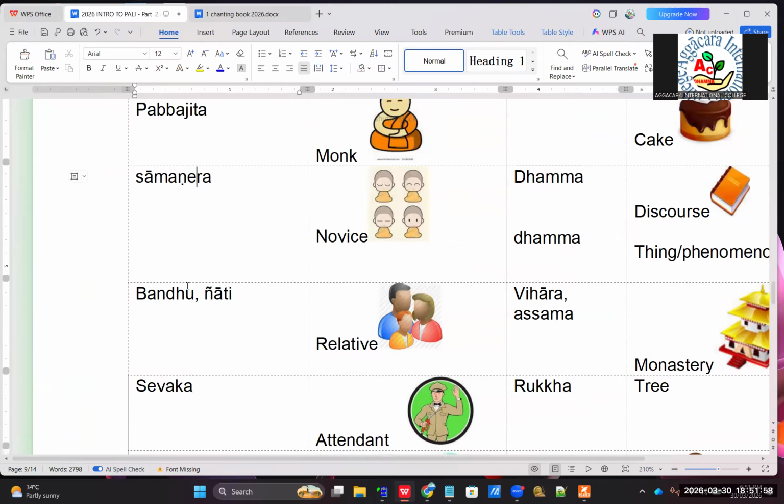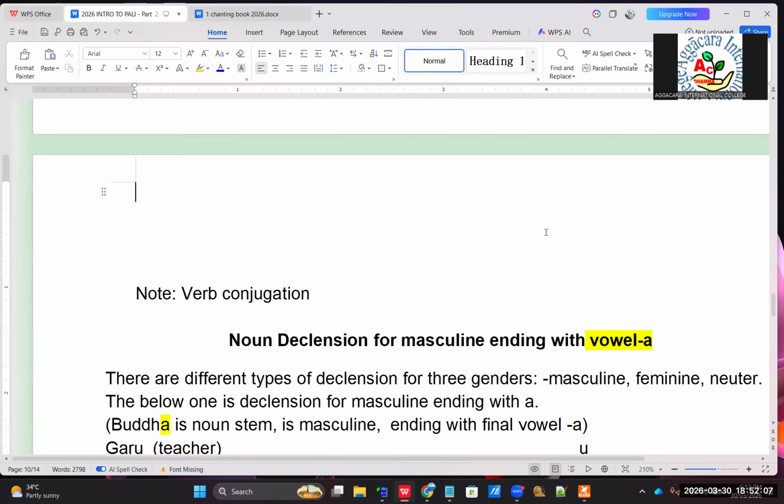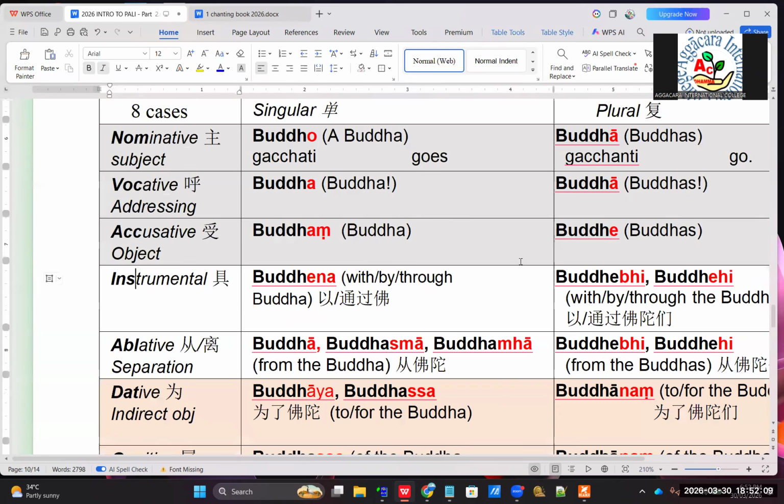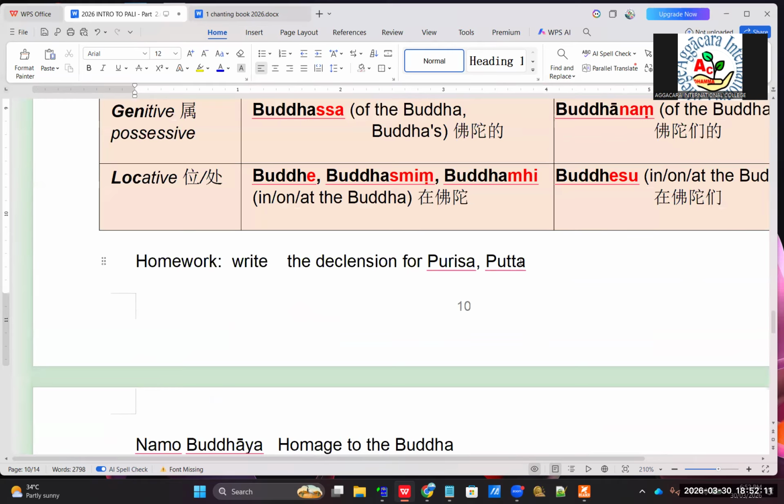Like this has another way of writing, so don't choose. U or I, don't choose. Choose only A. So you all can try to write Purisa, Putta, or Dhamma, or Sewaka. Write one or two yourself, up to you, for practice. Is it okay? Clear?